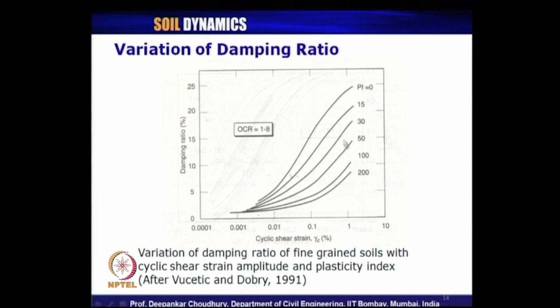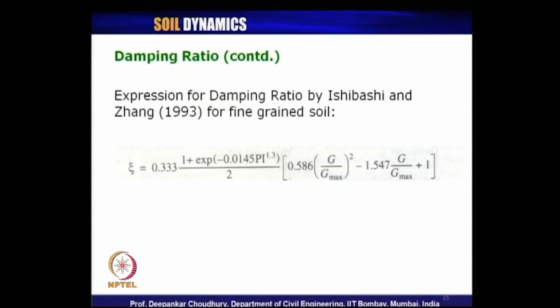So, it is better to observe the trend, that is, with increase or decrease in PI, what is the effect on damping ratio, as well as with the change of cyclic shear strain, what is the effect on damping ratio. And the expression to compute the damping ratio value was proposed by Ishibashi and Zhang in 1993 for fine grained soil. They again used mostly soil from the Japan region.